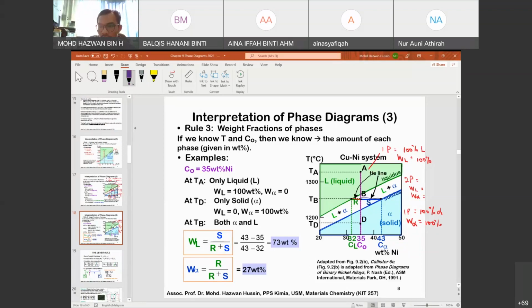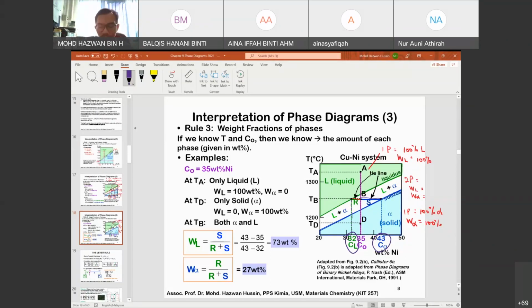So you have one half, actually from 35 percent of nickel until it touches the liquidus line. So this is actually your composition of liquid. And another half is actually your composition of alpha. Since you have divided the two lines, one half and another half, you can actually name it. So over here, we name it as line R.